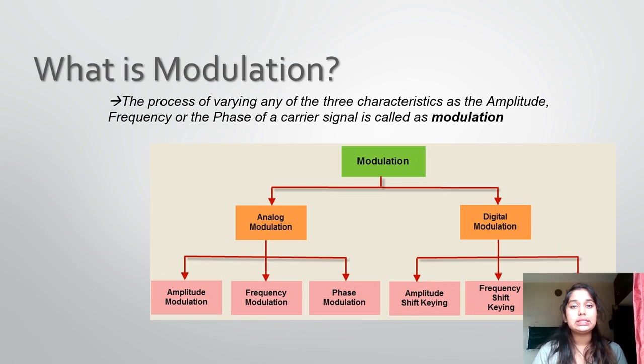Modulation is subdivided into two parts, analog modulation and digital modulation. Analog modulation is subdivided into three parts: amplitude modulation, frequency modulation, and phase modulation. And digital modulation is divided into three parts of shift keying modulation: amplitude shift keying, frequency shift keying, and phase shift keying modulation.